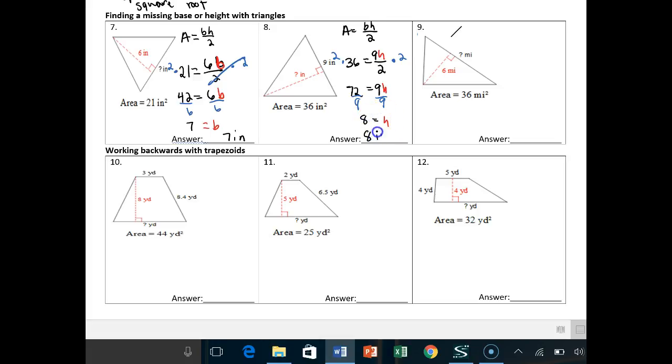So 8 inches, right? So again, plug in 9 times 8, 72. Divide that by 2 because base times height divided by 2, that's the area of a triangle. You get 36. I'll leave you to do 9 all by yourself, right?